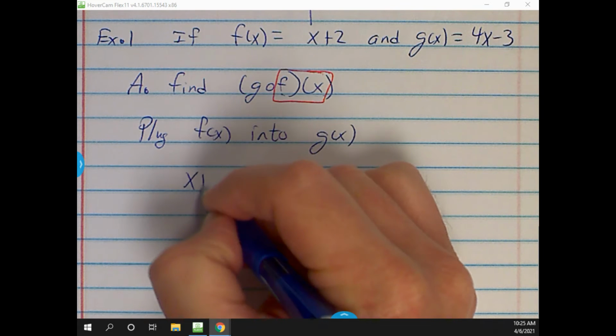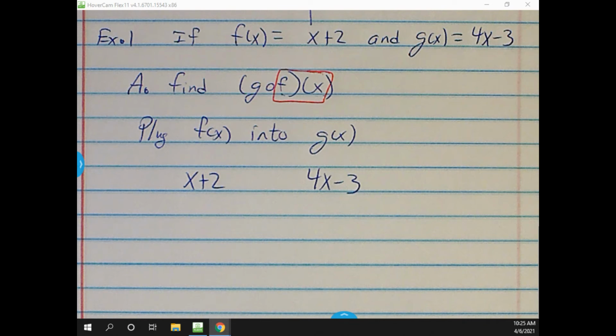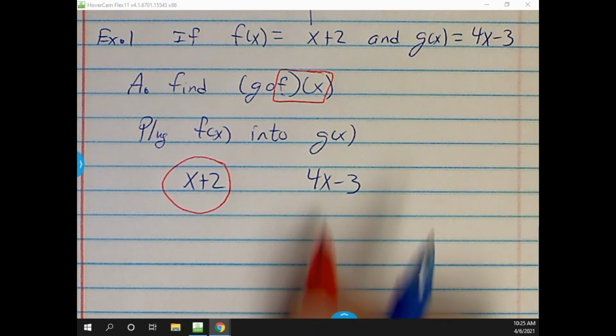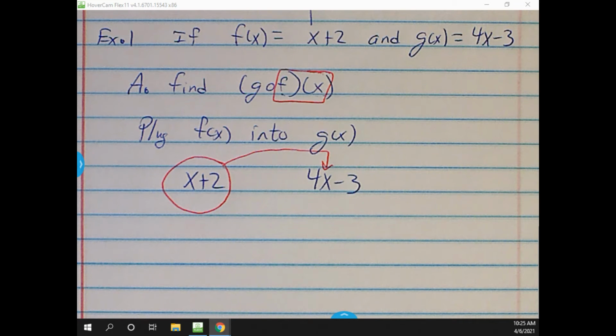And then what I had them do was I said, all right, just write down what those two things are. f of x is x plus 2. g of x is 4x minus 3. And this was something I started doing, and it made it click. I circled the whole thing here, and everywhere you have a variable here, you're going to go back and plug it back in for that variable.